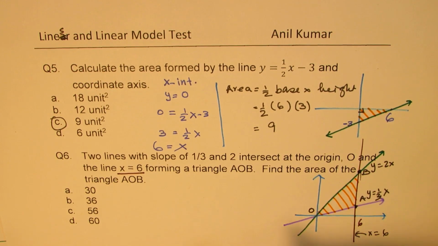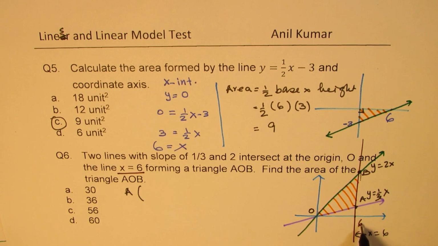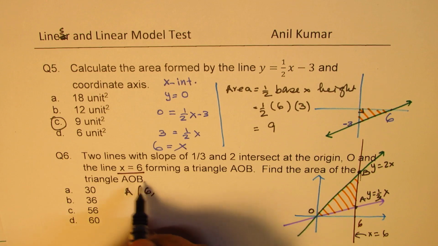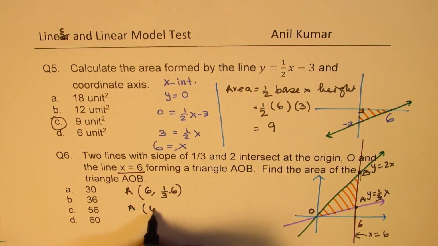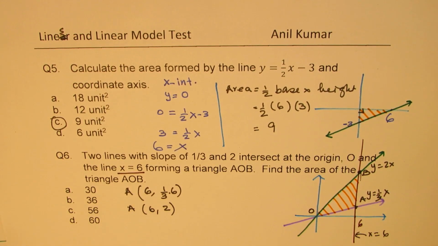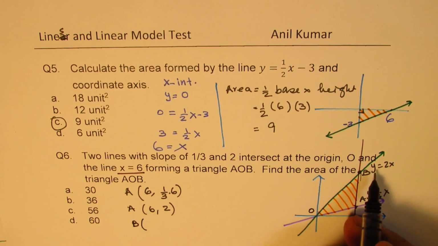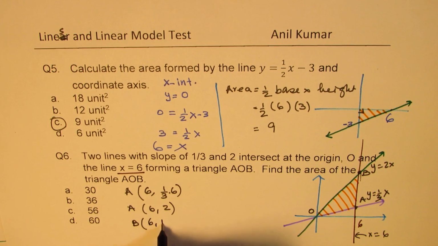So these 2 points will be what? Coordinate of point A will be: 6 is the x value, right? The y value, slope is 1 over 3, so 1/3 of 6, correct? Which is definitely 2, so the point is (6, 2). Is that clear to you? Similarly, as far as point B is concerned, the y value is 2x, right? 2 times x. The x value is 6, so the y value will be 12, right?